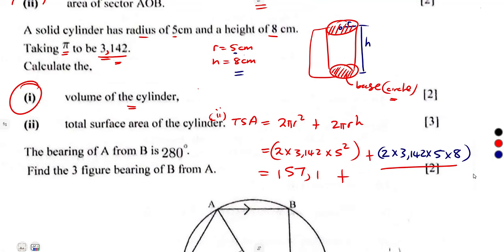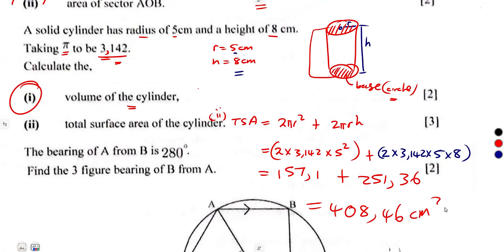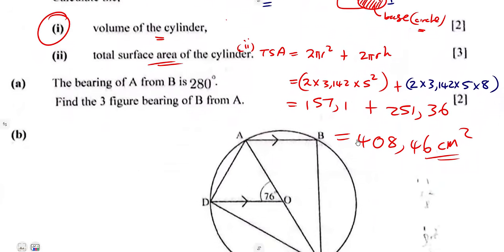157.1. And the second one is going to give us 251.36. So add properly on your calculator. That's 408.46 square centimeters. This is area in square units. All right, so that was what you were given, as we can see, straightforward.